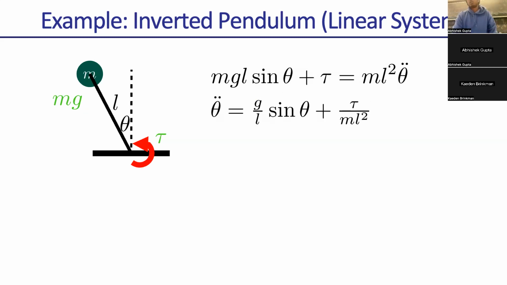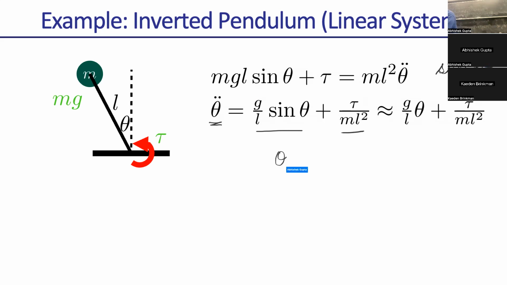When you rewrite this a little bit, you can see that theta double dot is equal to g over L sine theta plus tau over ml squared, where tau is the torque being applied to the base. Let's do a little bit of an approximation. When theta is small, sine theta is approximately equal to theta. So your approximation is that theta double dot, your acceleration, is equal to theta times g over L plus tau over ml squared.